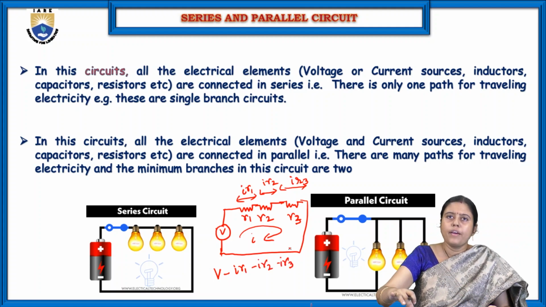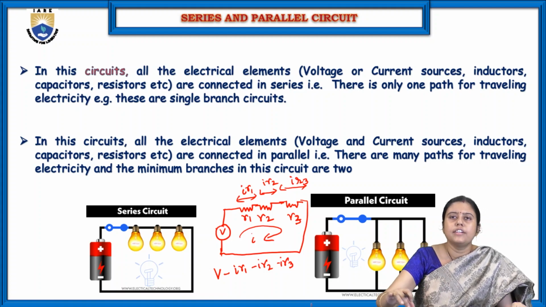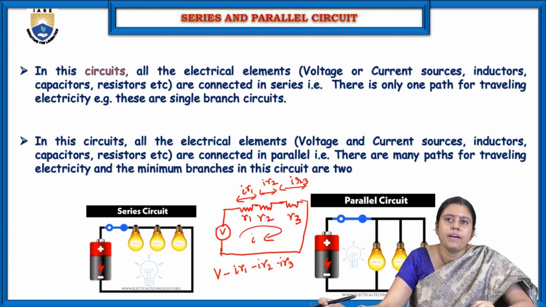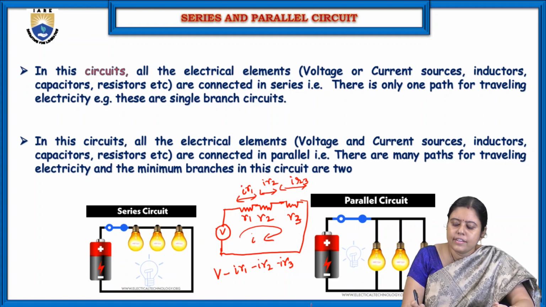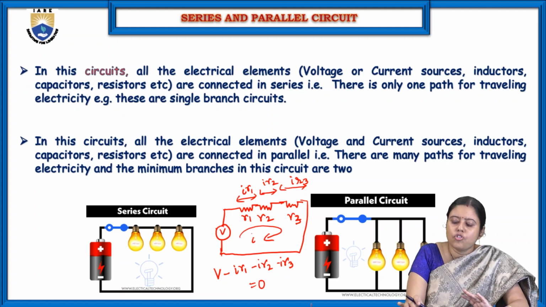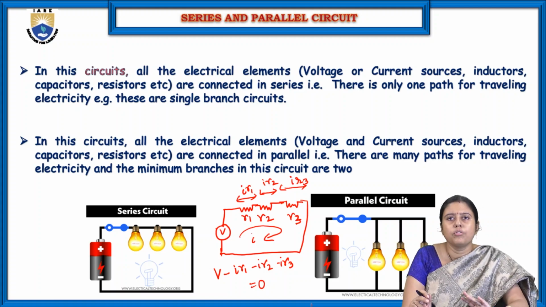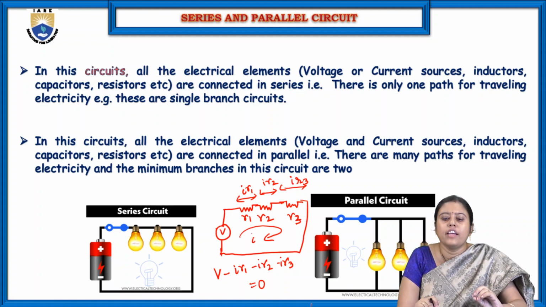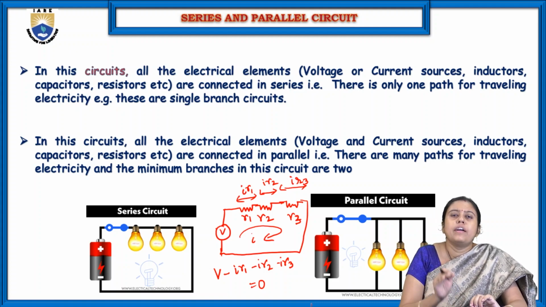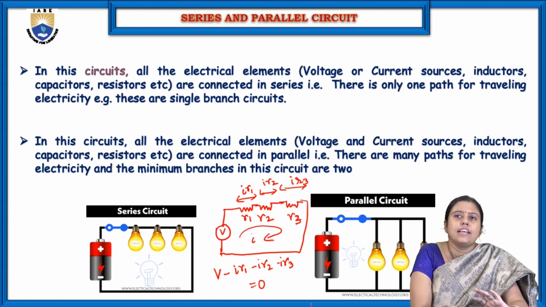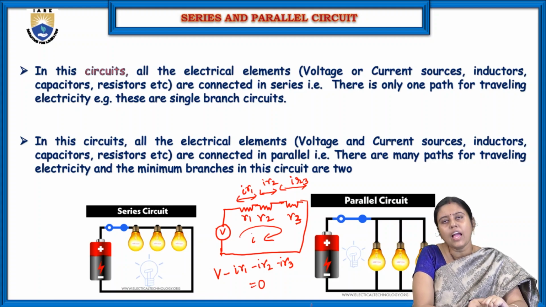So if we want to measure the voltage, we will get V minus IR1 minus IR2 minus IR3 is equal to 0. The total voltage will drop in the different loads. But throughout the circuit, the current is only constant. You should remember, in a series circuit, throughout the circuit, the current is the only one thing which is constant.